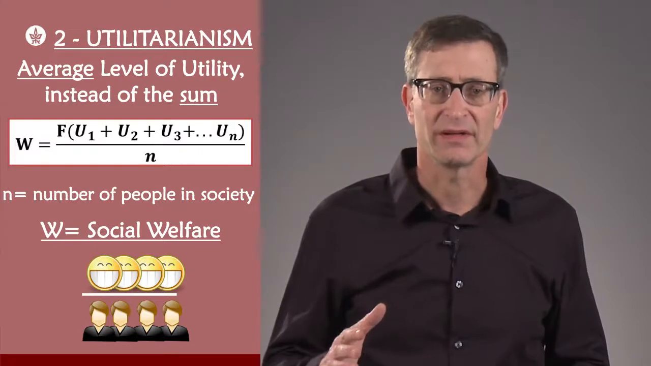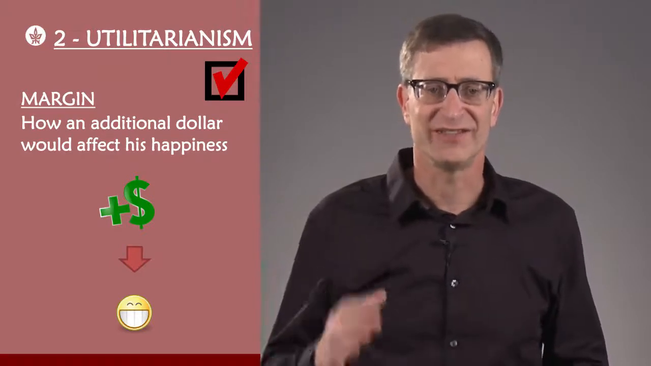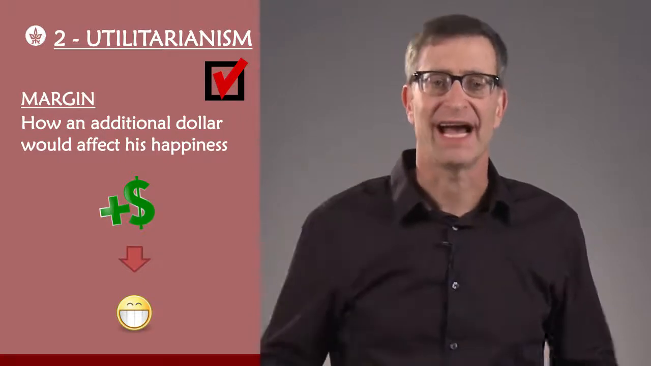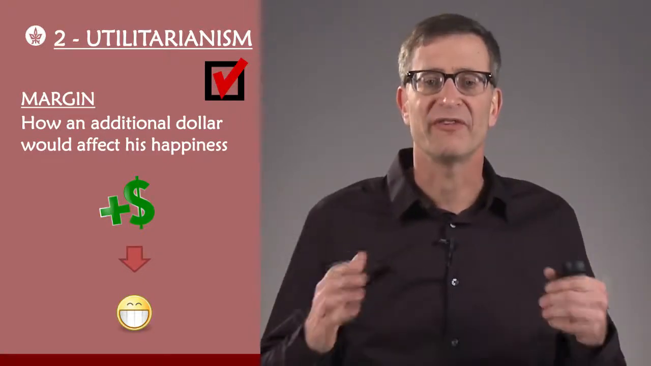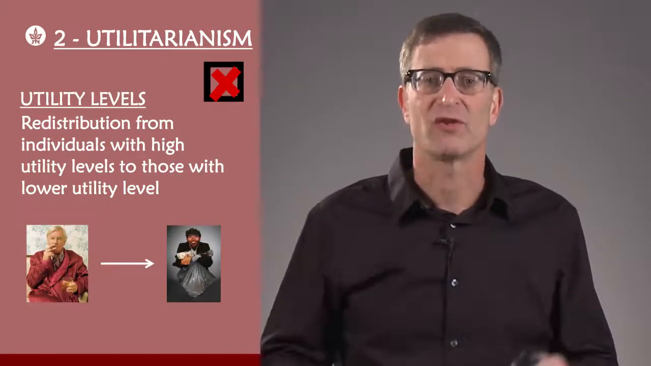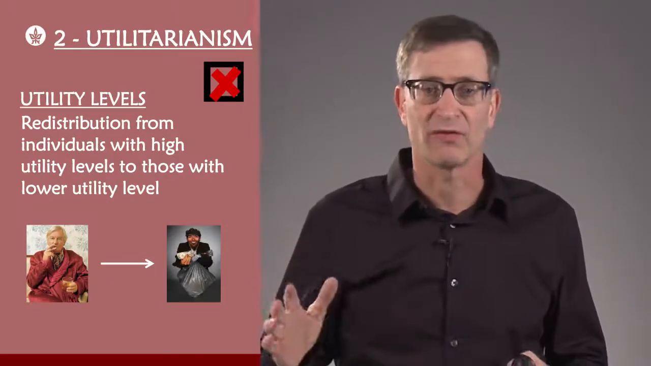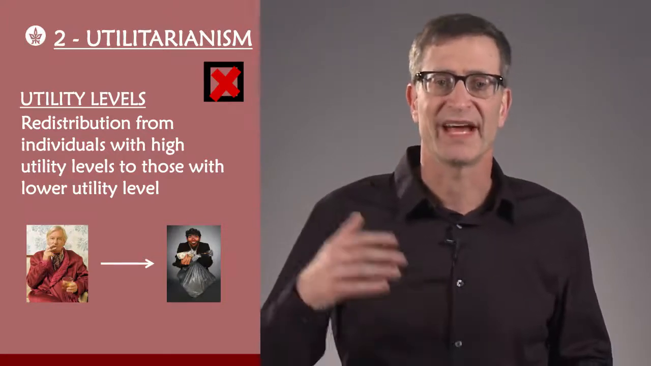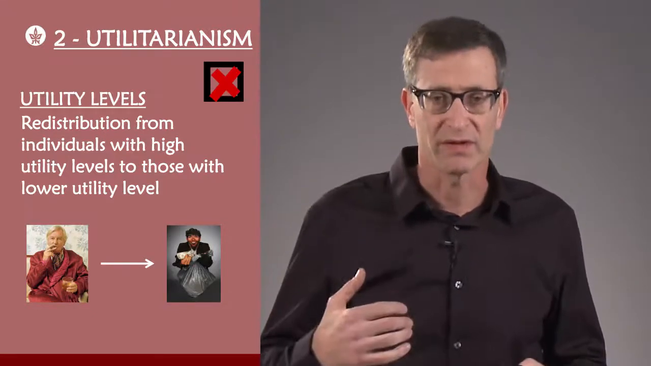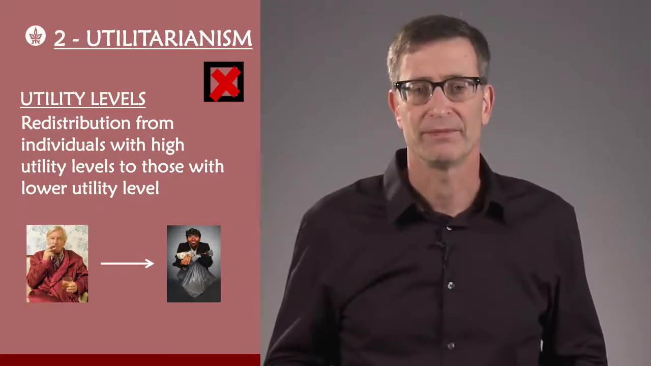It is important to note that utilitarianism focuses on the margin of each individual's utility. For example, on how an additional dollar allocated to an individual would affect his or her happiness. It does not call for redistribution across utility levels. Namely, it does not call for redistribution from individuals with high utility levels to those with lower utility levels. Or in our words, it does not call for distribution from happy to miserable people.